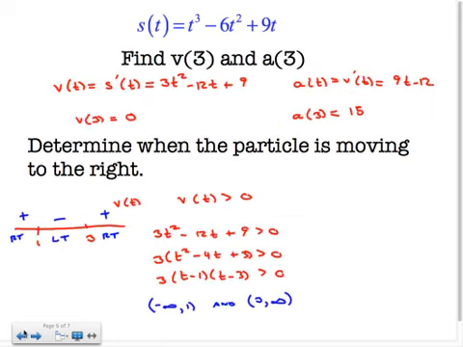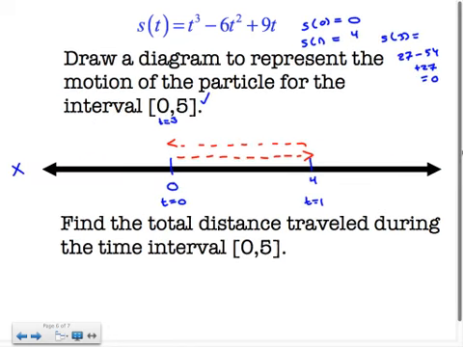All right, and then we go back to the right, and this thing says stop the clock when t is 5. So we're going to move back to the right a certain number of units. Let's find out how far. S of 5 will tell me that. So what is S of 5? Well, we get 125 minus 6 times 25, that's 150, plus 45. So this is negative 25 plus 45.